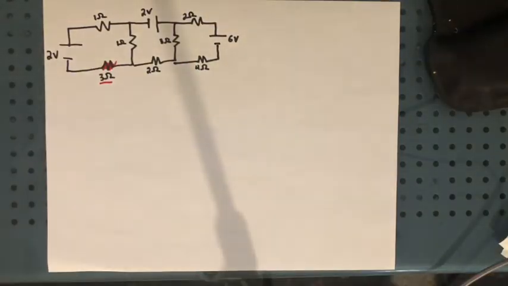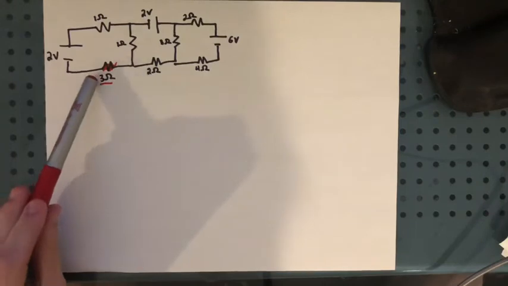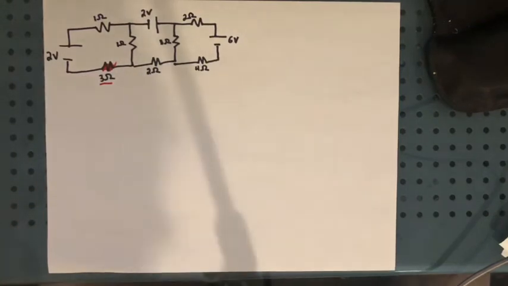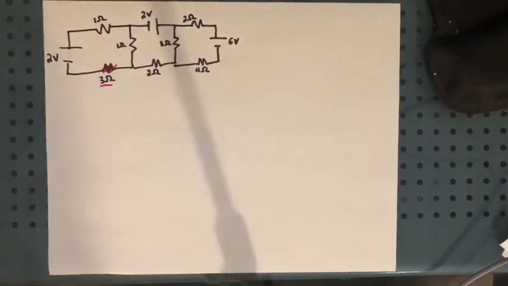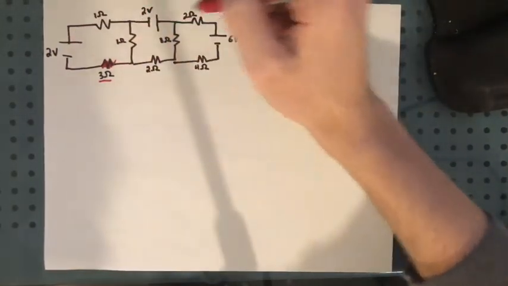This is what our circuit's supposed to look like. You can see this is the resistor that we're missing. It's supposed to be 3 ohms, but we don't have it right now. So we're gonna solve this circuit using Kirchhoff's loop, which is a method for solving circuits with more than one battery. So we have one here, here, and here.